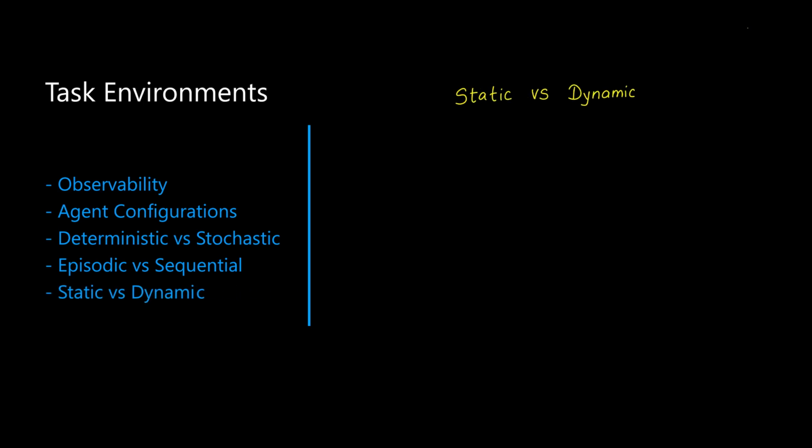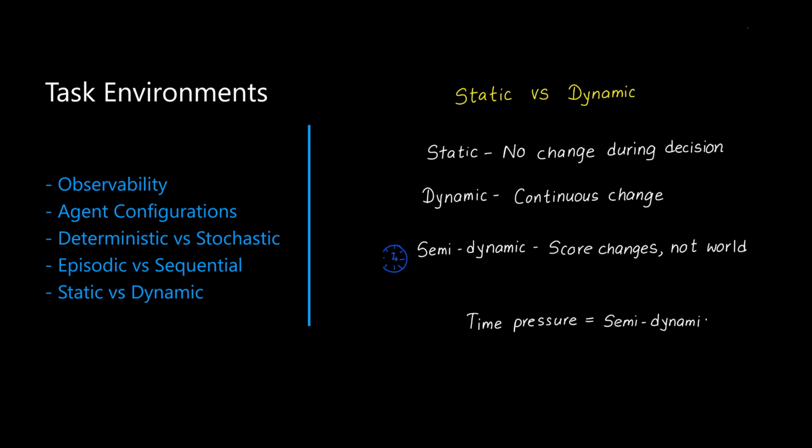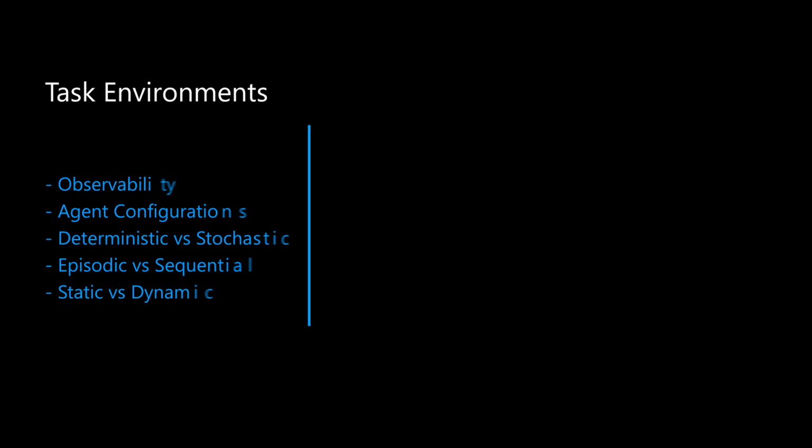Static environments don't change while the agent is deciding. Dynamic environments change continuously. Semi-dynamic environments don't change the world state, but might change the agent's score or performance while it deliberates. Time pressure creates semi-dynamic conditions.